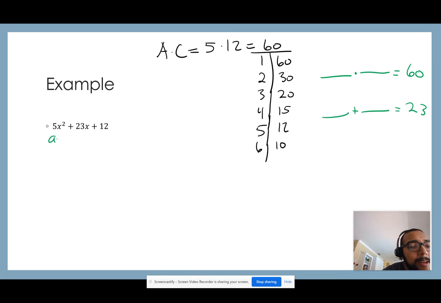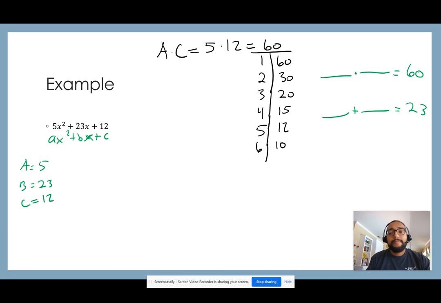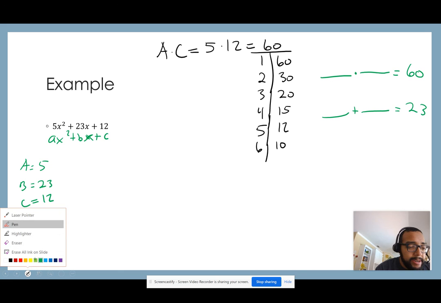Again, ax squared plus bx plus c. That means my a value is 5, b is 23, and c is 12. All right, so we got some tests to do real quick. We got 6 pairs, so let's go through them real quick. I'm about to talk really quickly.